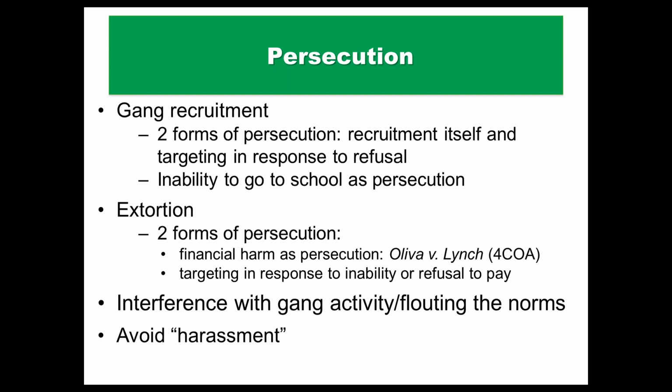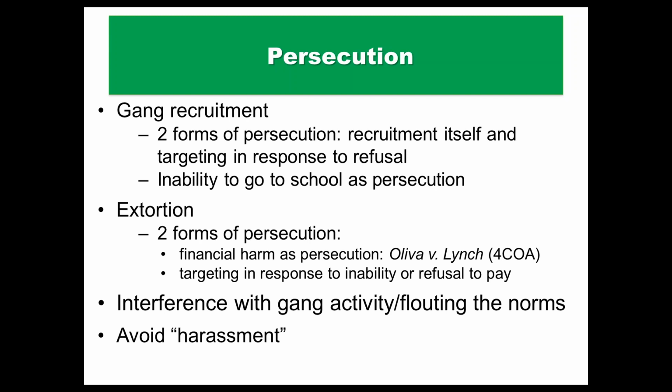Interference with gang activity and flouting the norms is another area worth exploring. So we've seen cases where a parent has refused to allow their child, or has intervened on behalf of their child, to try and avoid having that child be recruited into the gang, and the gang has punished someone for that reason. That would be more a reason for the persecution, but if there's targeting that ensues because of that, look for those forms of persecution that may be connected to that.